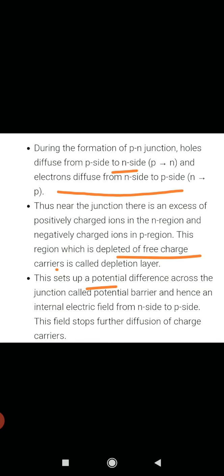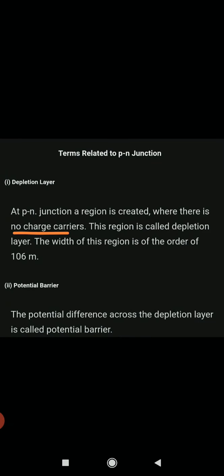Again a symbol showing a p-n junction, and on the left side we can see the symbol of a p-n junction diode. This talks about the movement of holes and electrons. We already discussed that, you just read it. Now we are going to learn the most important terms related to the p-n junction.